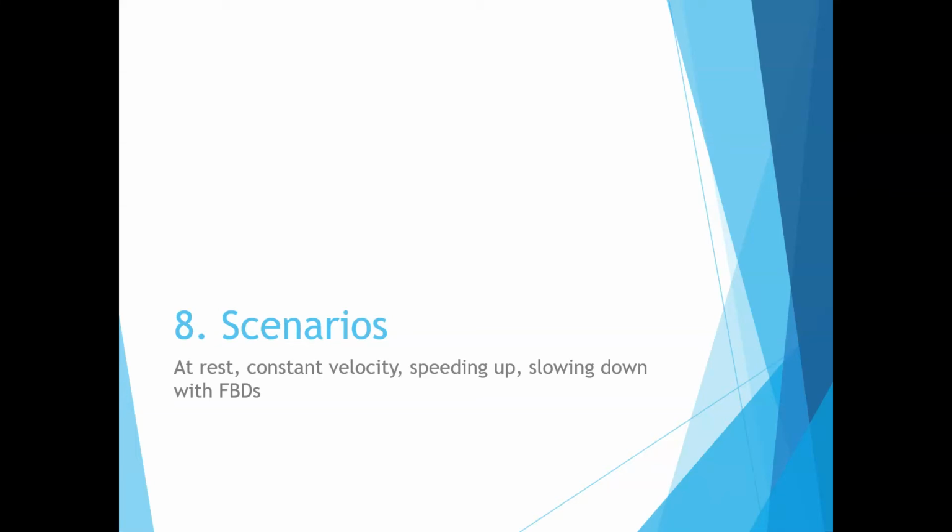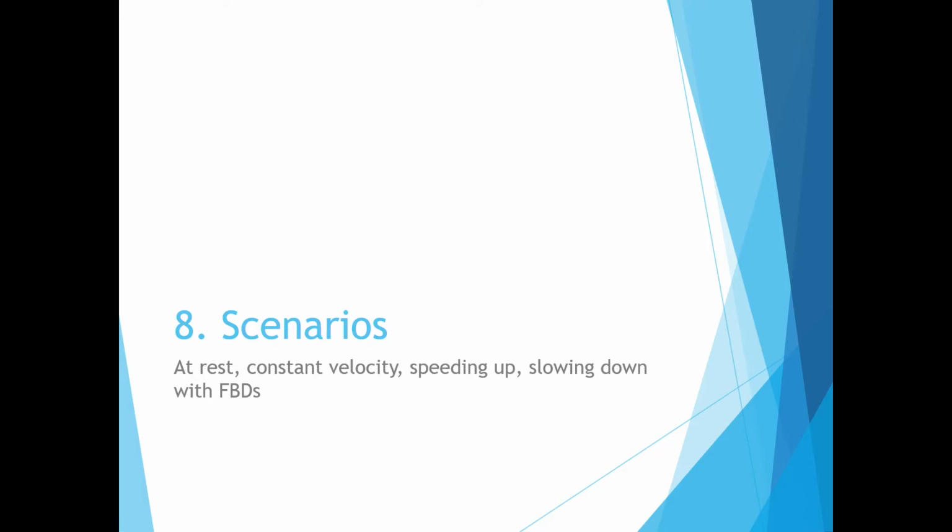Okay, so we are now in topic 8, and we're going to start working on scenarios. We're going to keep building on what we were doing before, but we're going to be doing the same kinds of steps over and over. I want to talk about, in general, the steps that you're always going to look at, and I'm going to break them down into objects at rest, constant velocity, and whether they're speeding up or slowing down, so they have constant acceleration.